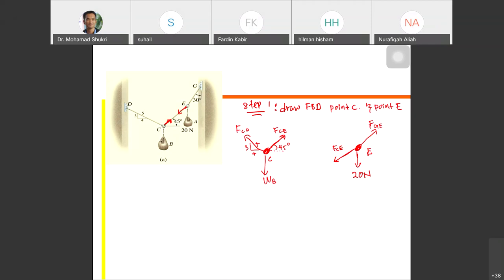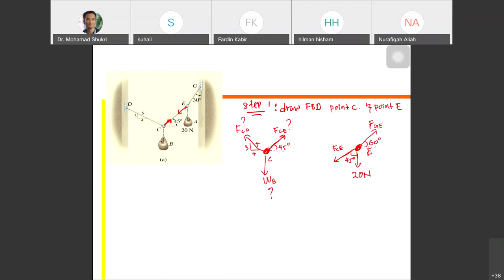All right, and then the degree, okay, and then here you have 45 degree, okay. So you have two FBD. You need to analyze using two parts. All right, so here you have WB is unknowns, you don't know the value. FCD also unknowns, this one also unknowns. So you have three unknowns.